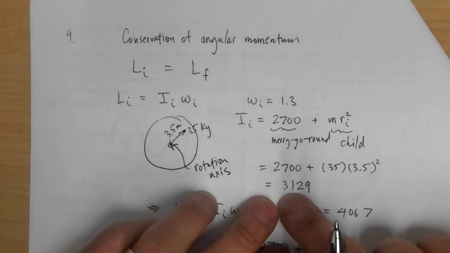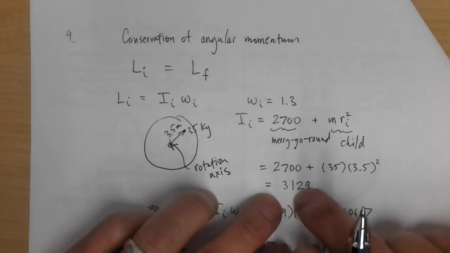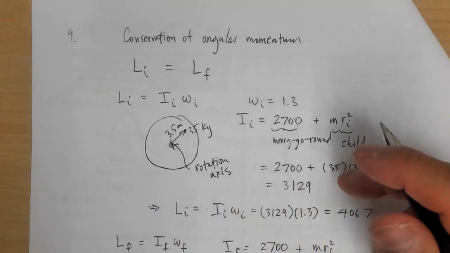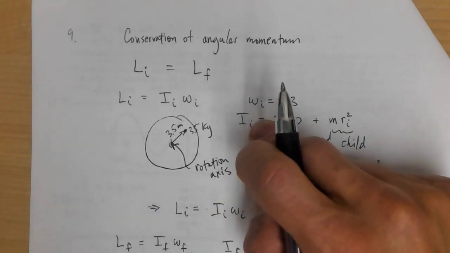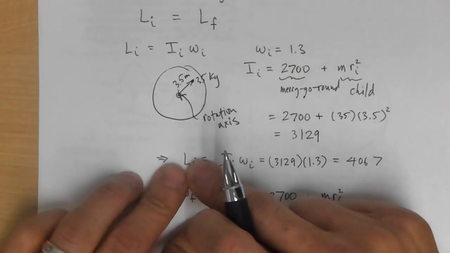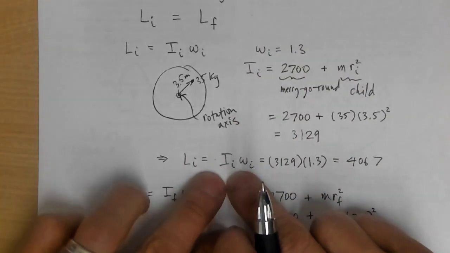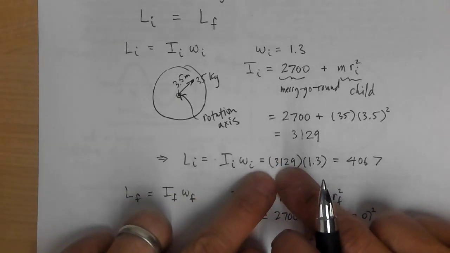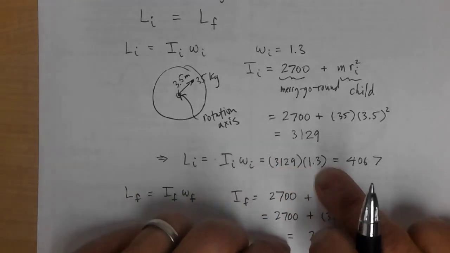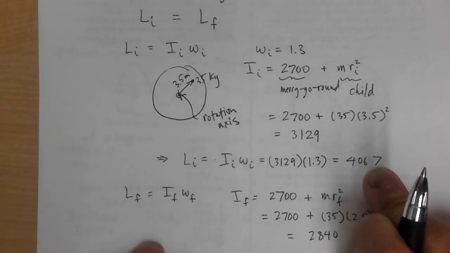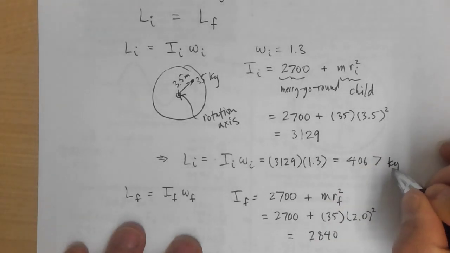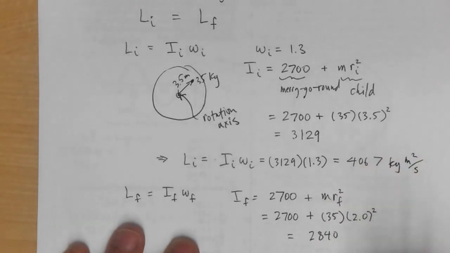So you add these together. This is 3,129 kilogram meters squared for the initial moment of inertia. So now we can calculate the initial angular momentum, I initial times omega initial. That's 3,129 times 1.3. That's 4,067. And the units, if you're wondering, is kilogram meters squared divided by seconds.